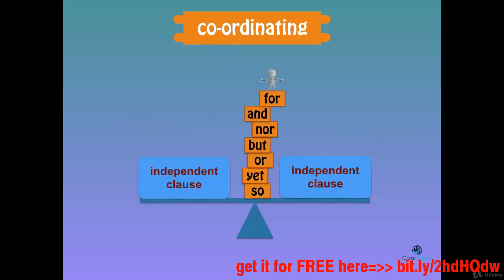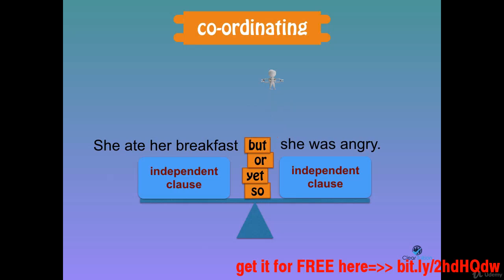When we join 2 independent clauses together with a coordinating conjunction, we're making a single sentence out of 2 separate sentences. As you know, an independent clause is one that can stand alone as a meaningful statement. She ate her breakfast is an independent clause, and so is she was angry. So in this example, we could join the 2 clauses with the coordinating conjunction but, making the sentence, she ate her breakfast, but she was angry.